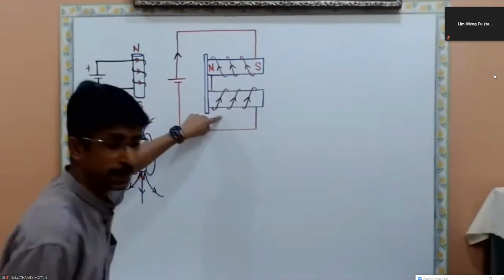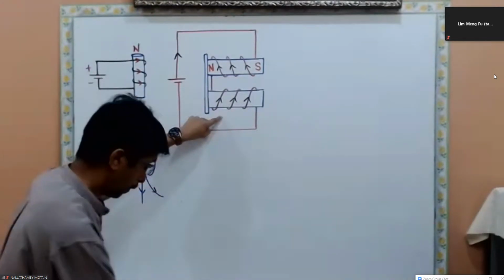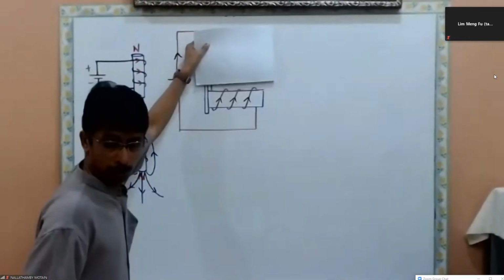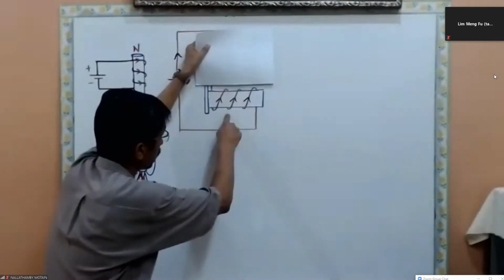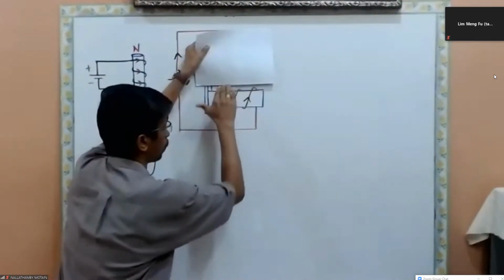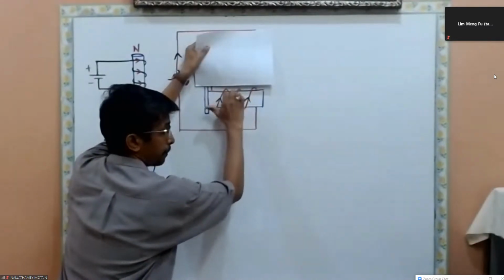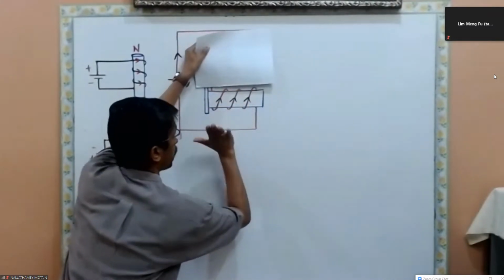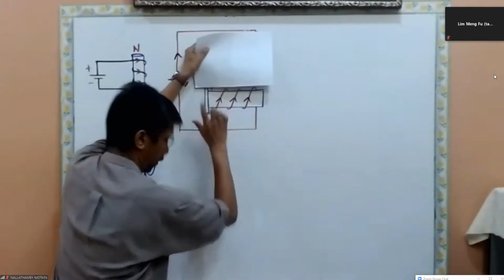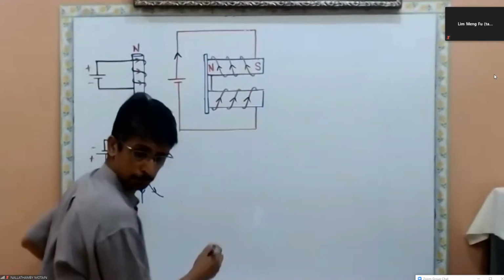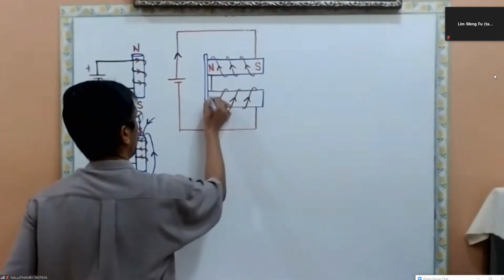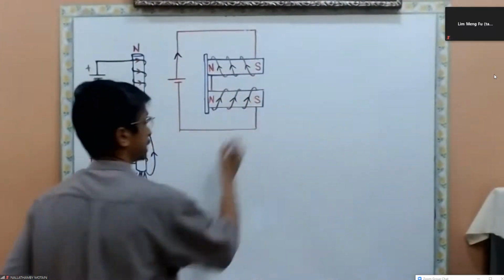Now we go for the second core. Here I close. Then over here, what happened? Current is flowing upward. Again, your thumb points to the left. Here will be north pole, and over here will be south pole.